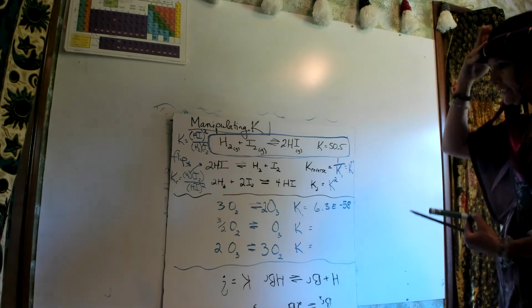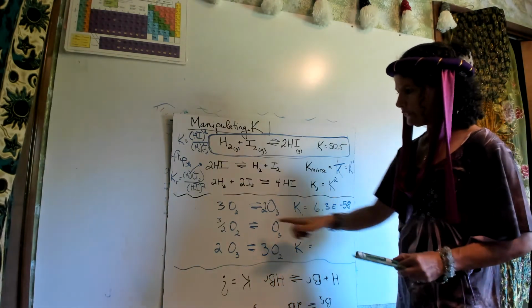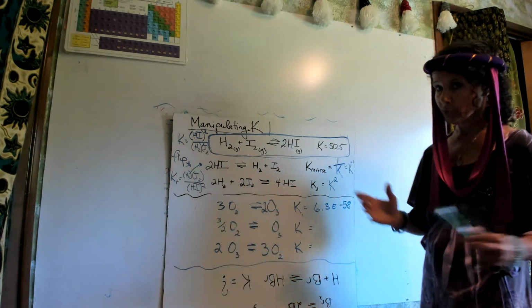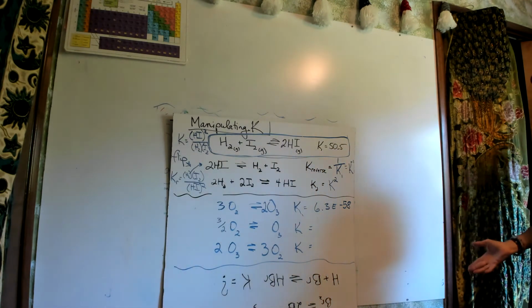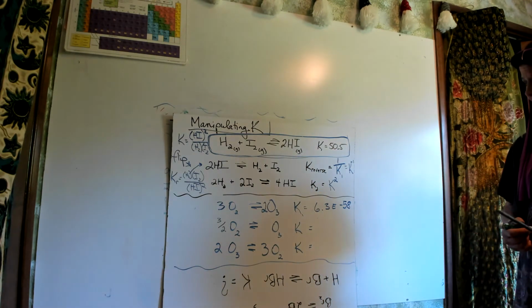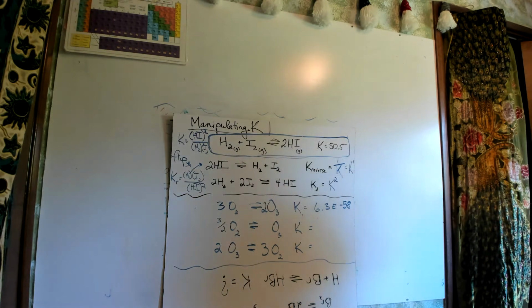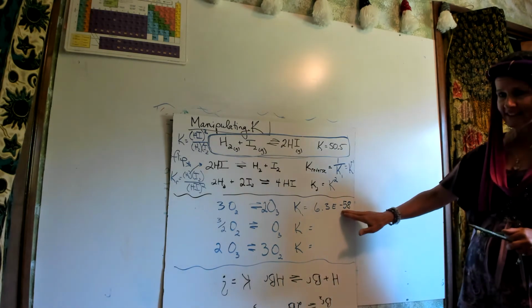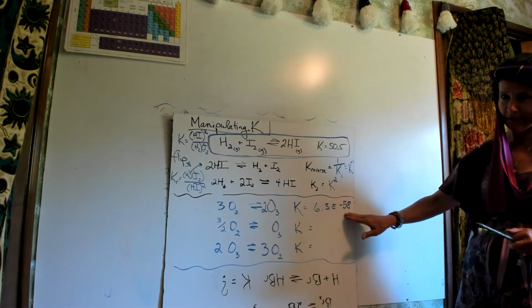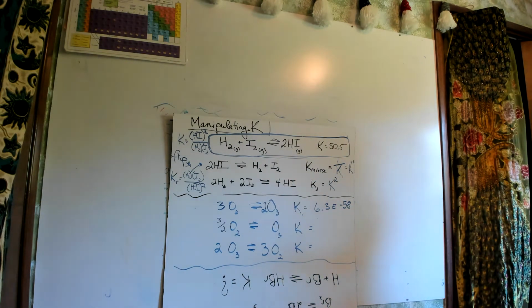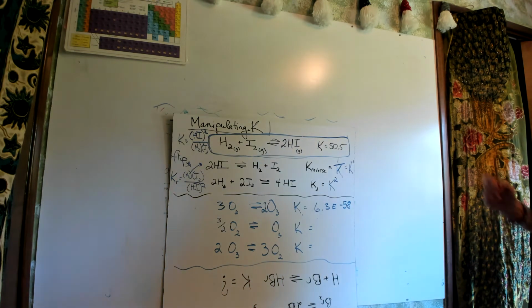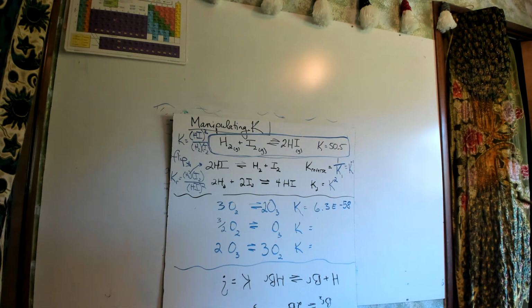So you can pause me and try it, or you can keep going. So oxygen makes ozone. O3 is ozone. And I'm going to talk about values of K in a moment. This means this doesn't happen. That K value is so small. So remember, K's are always positive, but they can be big or small.